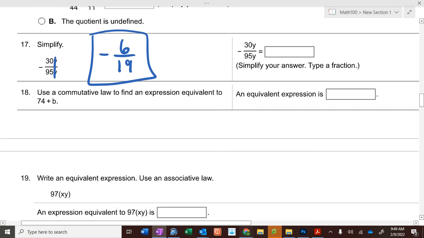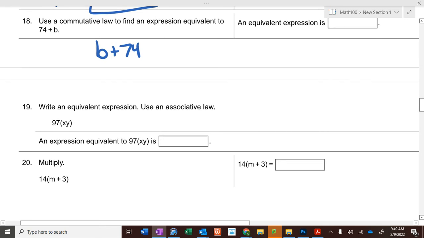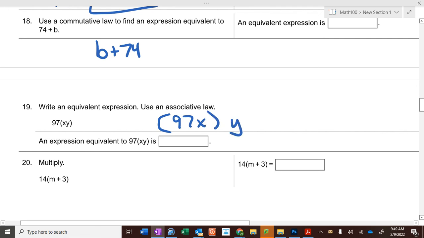Commutative property. 74 plus b. If you commute them, it's b plus 74. Associative property. 97xy is 97xy. You don't move numbers around when you do the associative property. You just move parentheses. Leave the numbers and the letters in the same order.